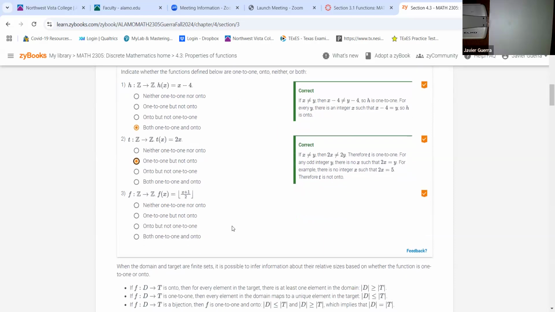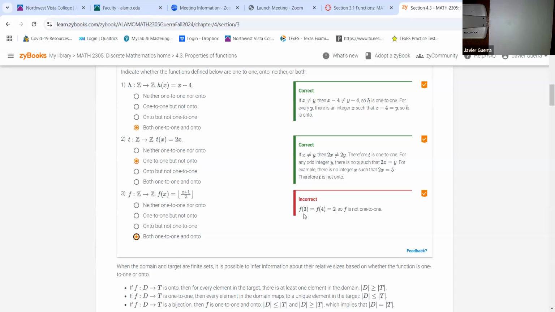Number three, integer to integer. Okay, so now I have a floor. I can select any value for x. But 2, 3. Let me see. Well, you're gonna get a floor, so I don't think you're gonna get... Well, you may get all the integers eventually. So I think it's both one-to-one and onto. Let's check it out. No, it's not.